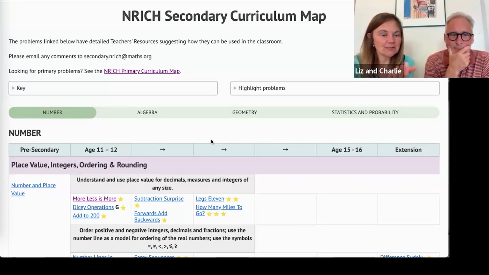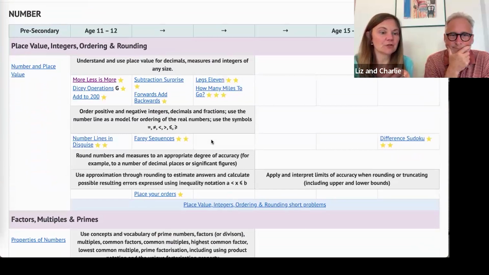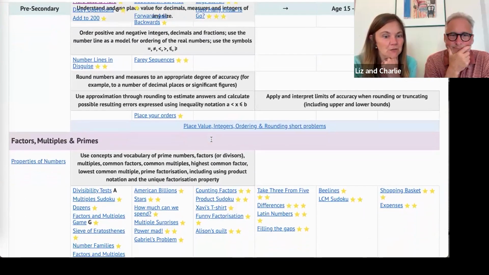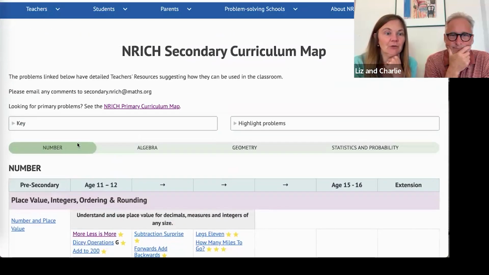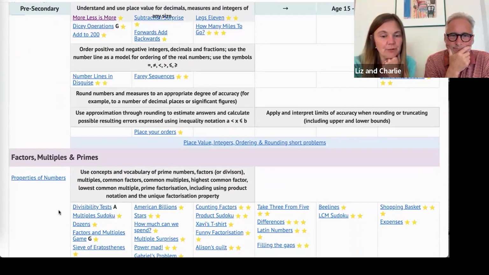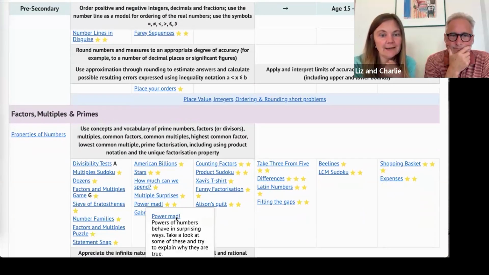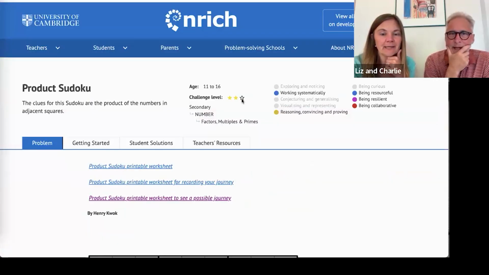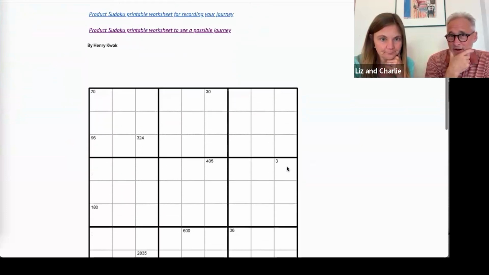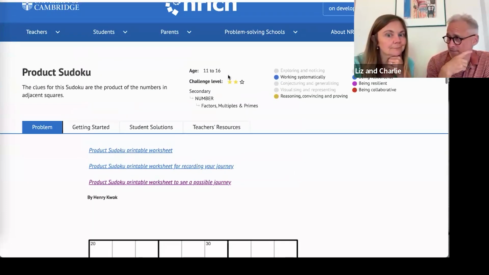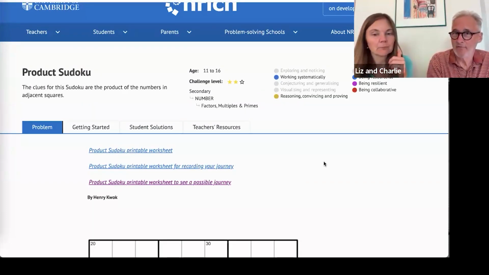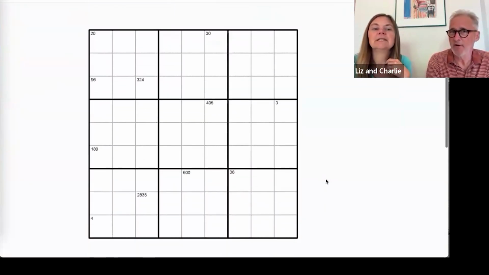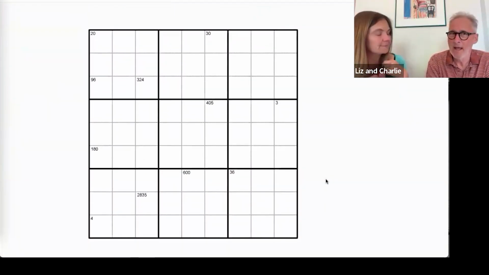So Charlie, the first task we're going to look at has a focus on factors and multiples, I would say. I'm currently on the number tab, sorry, I didn't make that clear. I'm going to scroll down to factors, multiples, and primes. I would expect it to appear here. Aha, product Sudoku. That's the one we're going to look at first. It's got the challenge level at the top and tells you it's a 2-star problem. So that's obviously harder than a 1-star problem, but not as hard as a 3-star problem. Indeed, but it can feel a little bit intimidating.